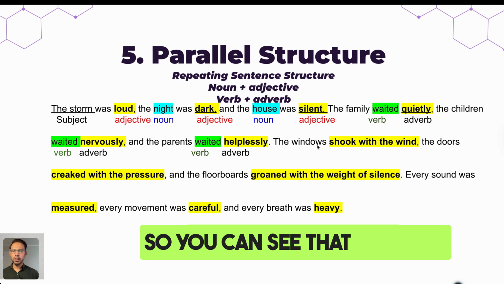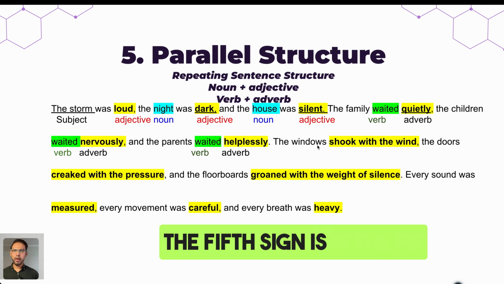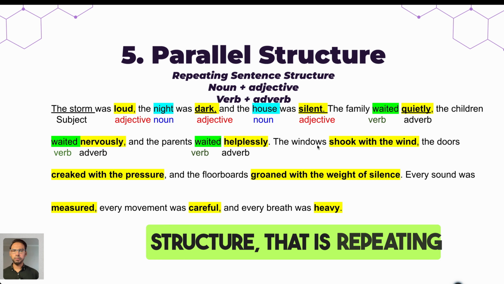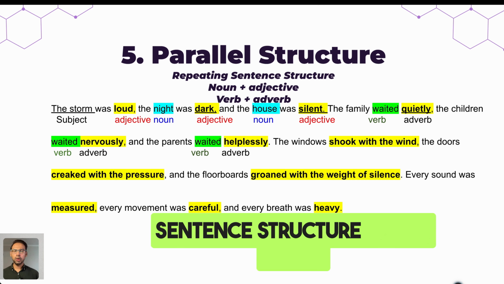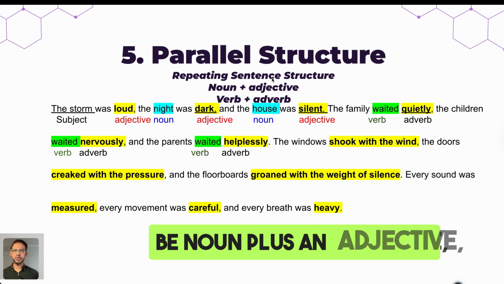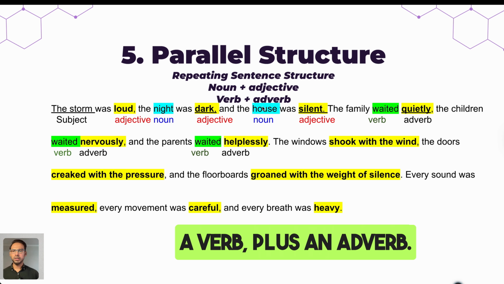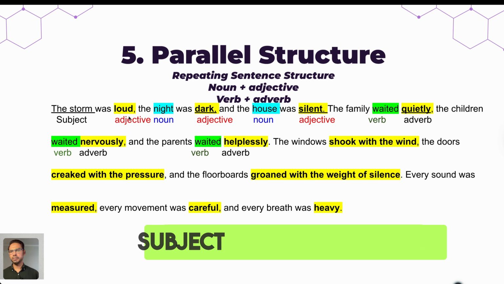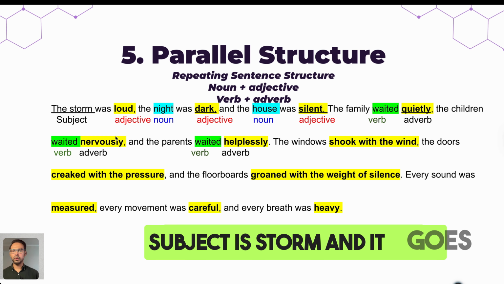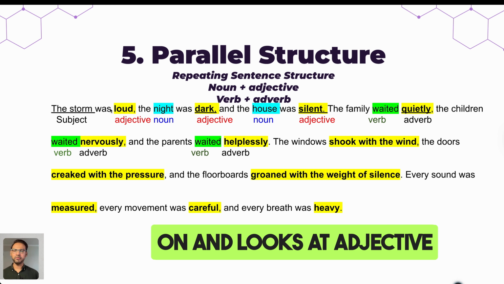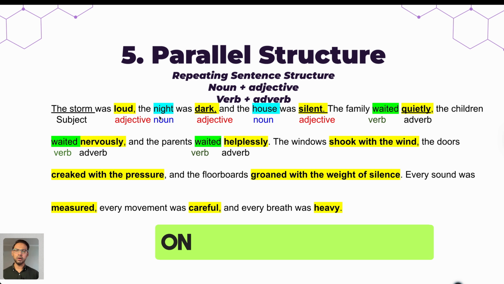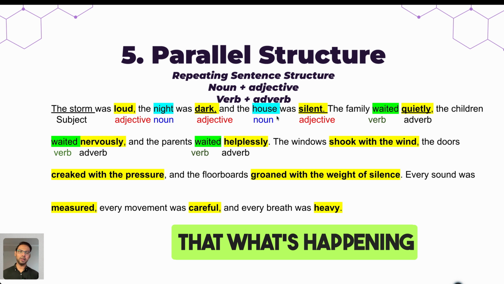So you can see that the fifth sign is parallel structure, that is repeating sentence structure, which could be a noun plus an adjective, a verb plus an adverb. So if you look here, the main subject is storm, and it goes on and looks at an adjective and a noun, and then it goes on and describes it again, then it names another noun, and then it describes what's happening there as well.